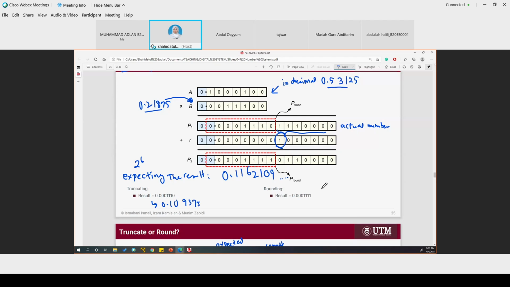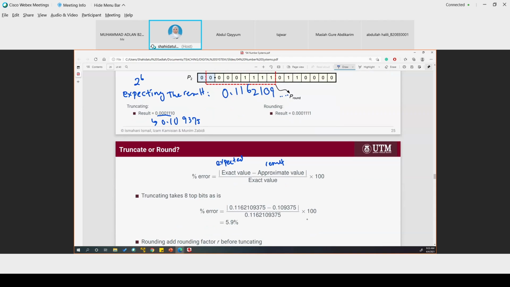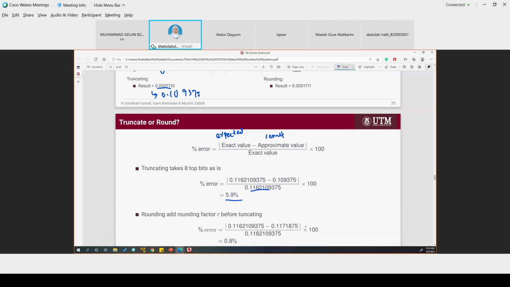0.109375. Right? So we can calculate the truncating error here by calculating the value that you calculate from decimal multiply decimal minus the value that you get when you truncate, and then divide by the value that you are expecting, which is the value that you calculate from decimal multiply decimal, and then times 100 for percentage, and you will get the error is 5.9.